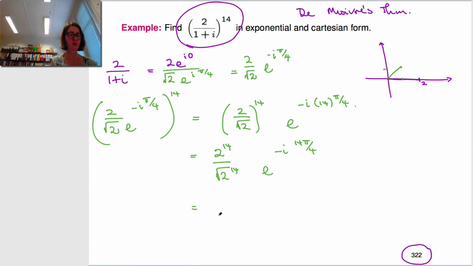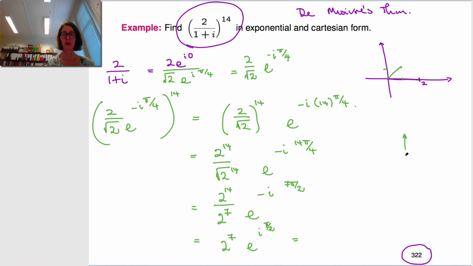So (root 2)^14 is just 2^7, and 2^14 on top, e^(−i 7 pi/2). And we want to put this back into the range of angles that we prefer to have. So minus 7 pi on 2 is just the same as pi on 2. And 2^7 is just 128.